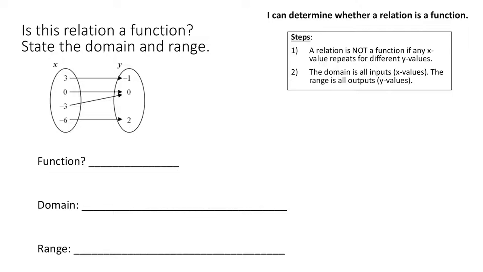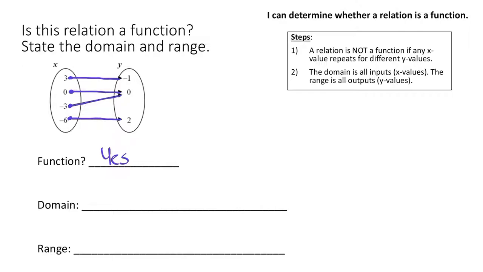So is this relation a function? State the domain and range. So to figure out whether a relation is a function, you need to look for the repeated x. Remember that in a mapping diagram, every arrow represents an ordered pair. So to figure out if there's any repeated x value, you're going to look if any of these x's have more than one arrow coming from it. And so in this case, it does not. We have no repeated x, so yes, this is a function.